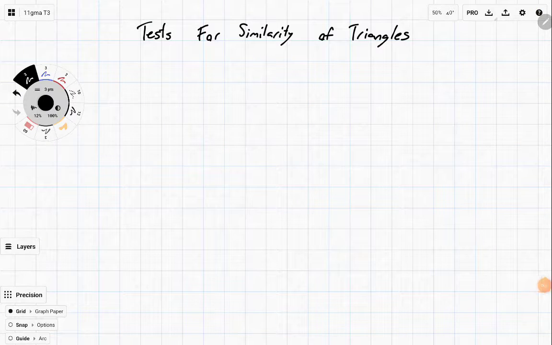Alrighty, so there are a few tests that we can do to check whether two triangles are similar. They are the SSS, the SAS, and the AA test. I usually just call it the AAA test, but technically you only need two A's to do it. So what do S and A stand for? Well, S stands for side, and A stands for angle.